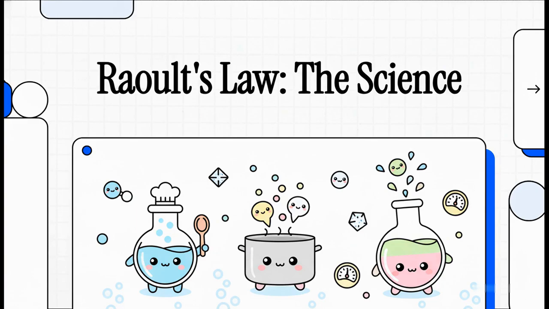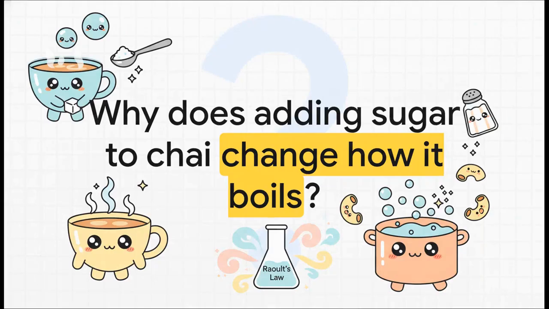All right, let's jump right in. Have you ever actually thought about this? You're making chai, you add a spoonful of sugar, and suddenly the way it boils just changes. Or, hey, why do people add salt to water when they're cooking pasta? Well, the secret to all these kitchen mysteries is hiding in one simple, really elegant law.